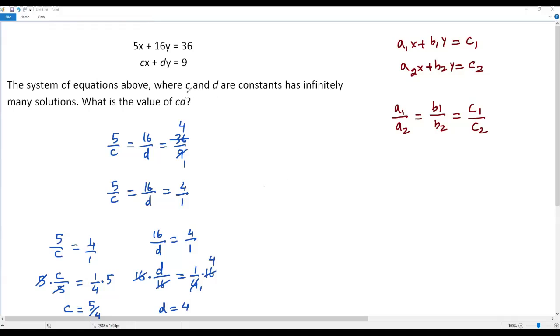Our aim is to find the value of c times d. Let me write c times d. That is, we have to multiply the values of c and d. That is 5 over 4 times 4. This 4 will cancel out. The value of c times d equals 5.